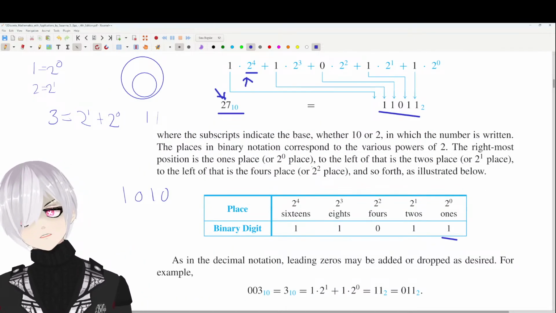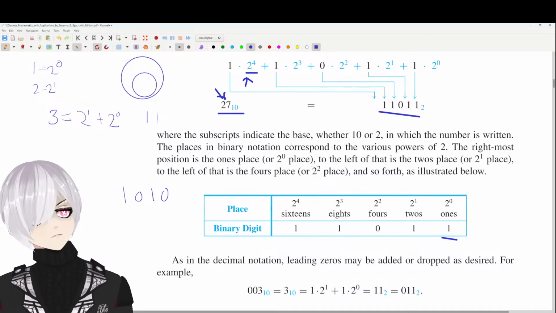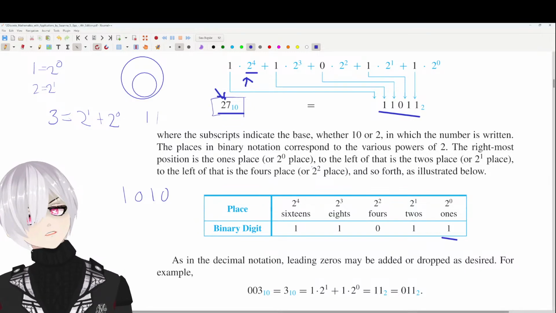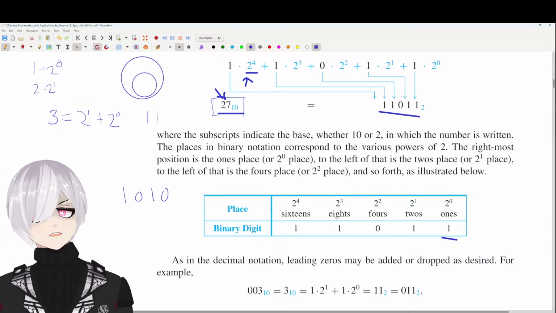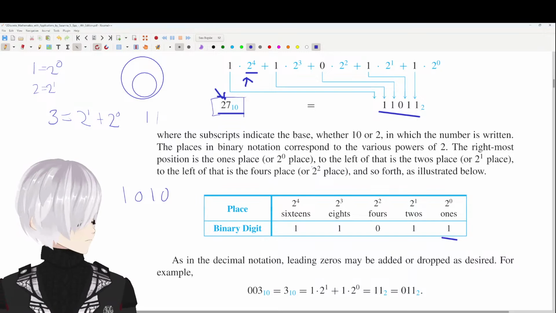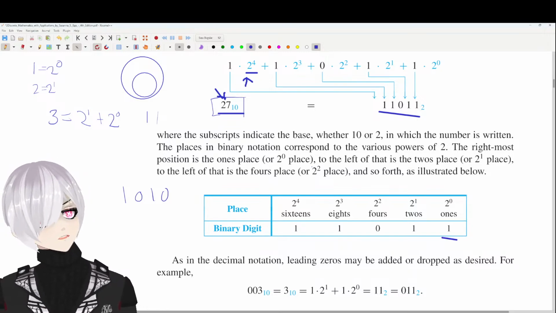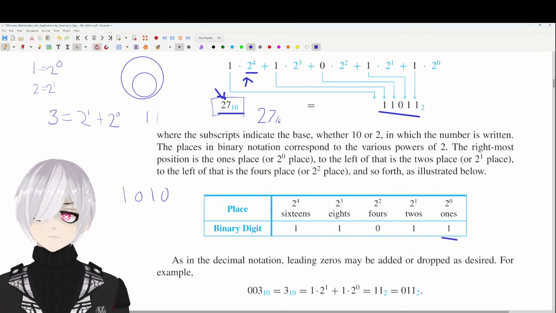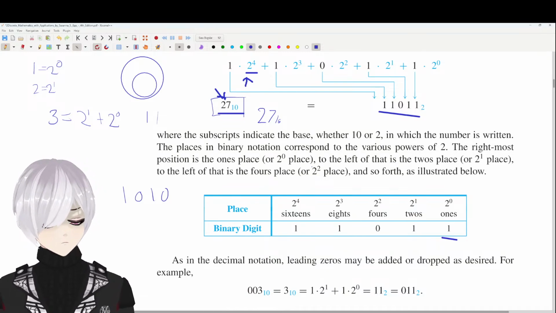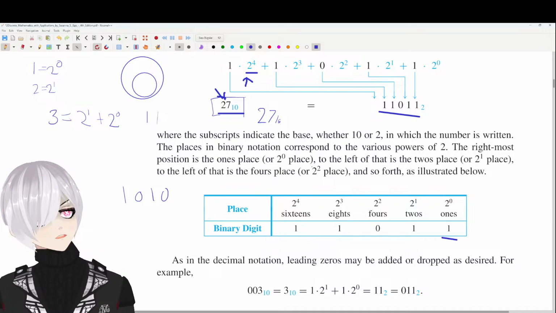So this 27 with the subscript 10, the 10 is just a sign telling us the 27 is in base 10 and not in some other base like hexadecimal or something, right? Yeah. So if you had something written like this, 27 with a little 16, what would this number be in decimal?